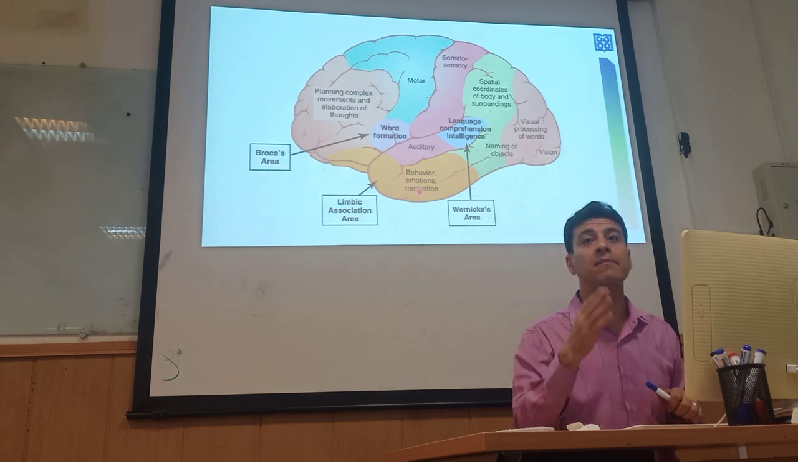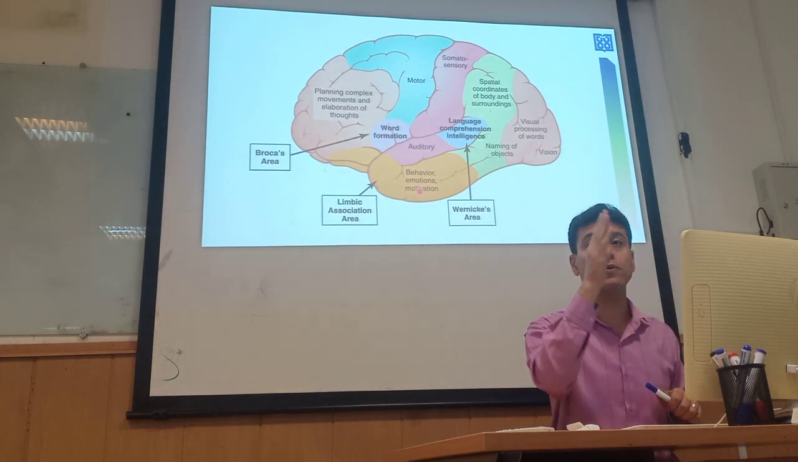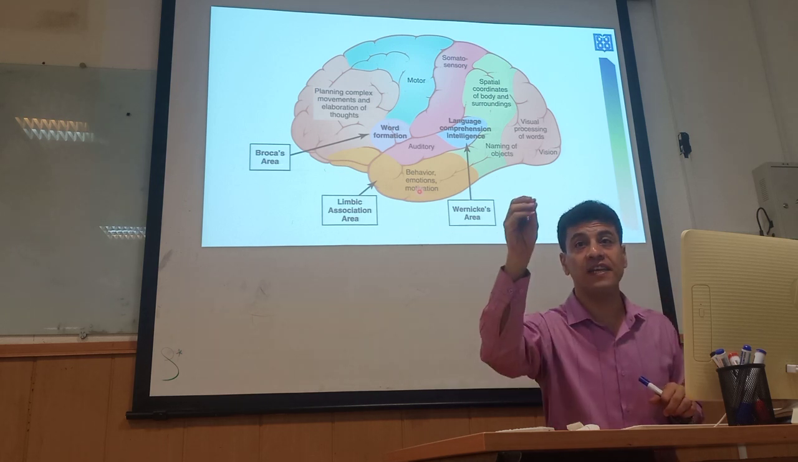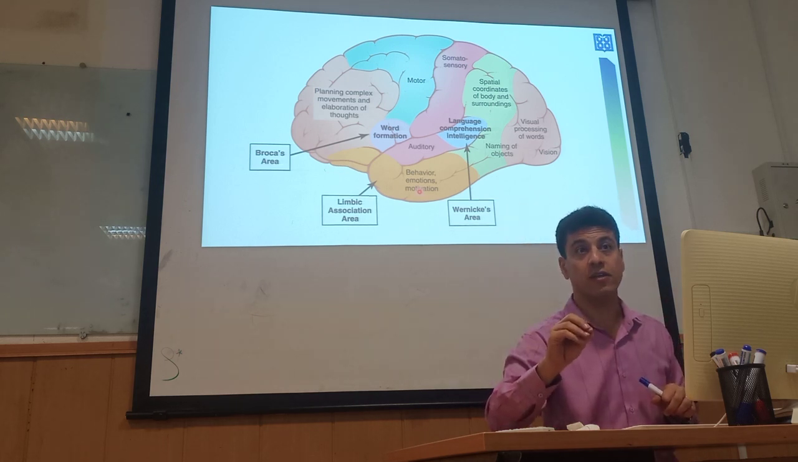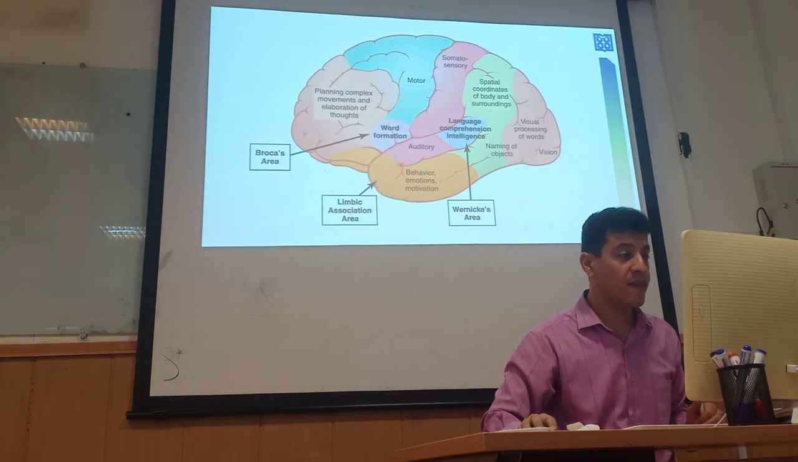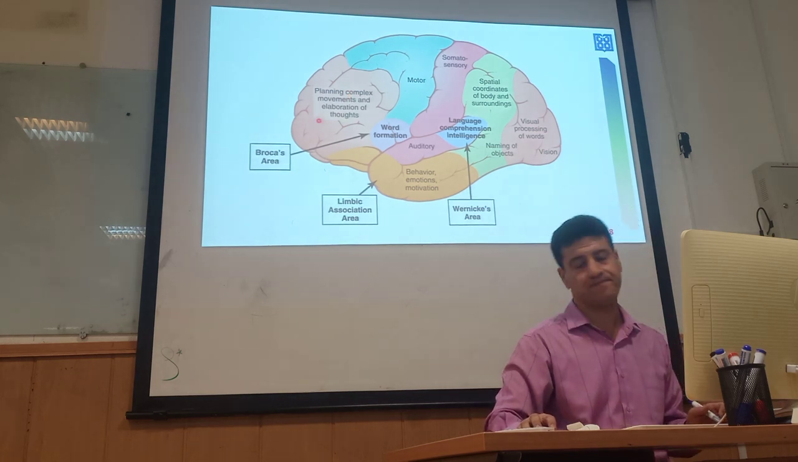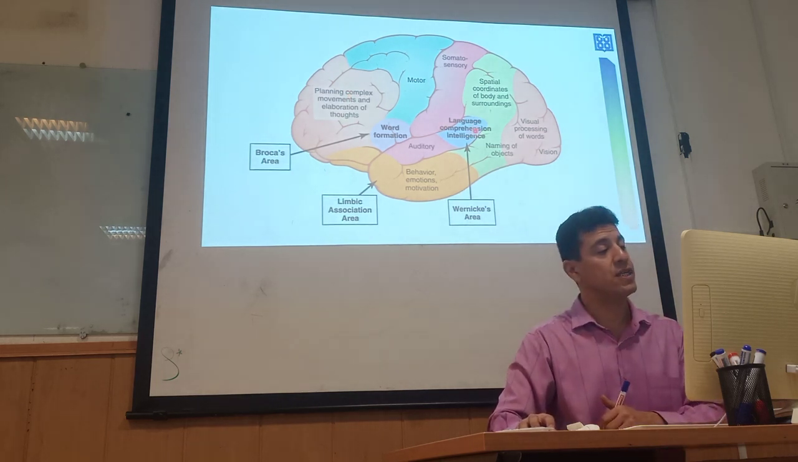In today's session, I also talked about emotion. I told you that the limbic system is important for emotion. Emotion has several aspects: behavior, feeling, physiology. So this area is important for the behavioral aspect of emotion and also motivation. Here is for planning complex movements and elaboration of thought. Here we have language, here we have word formation.